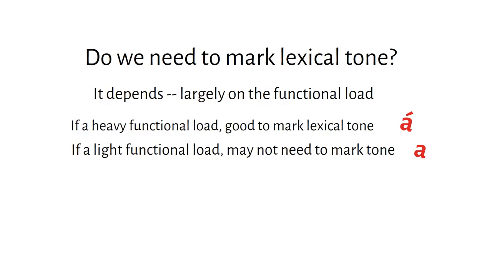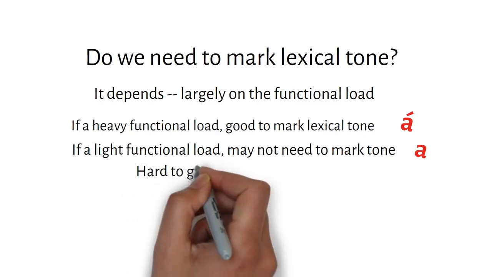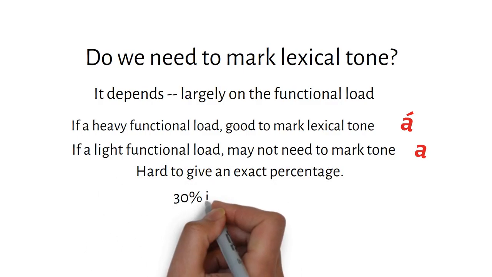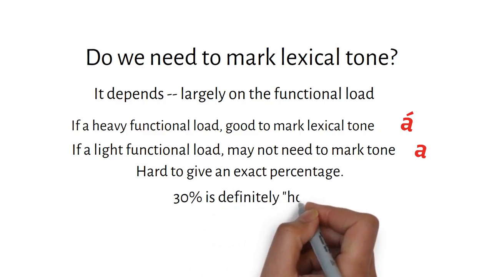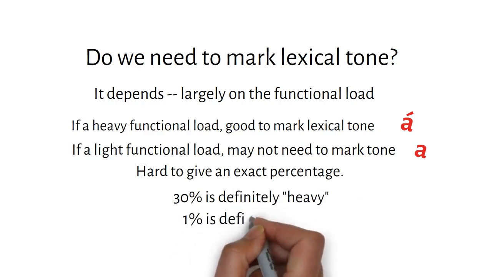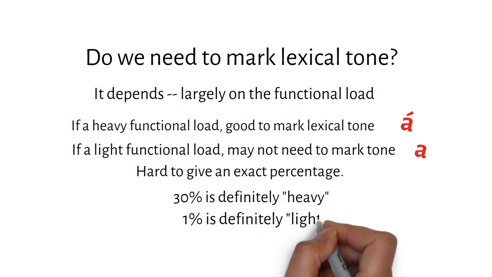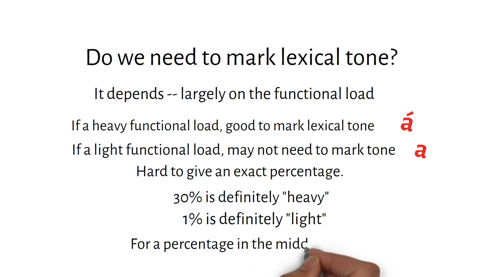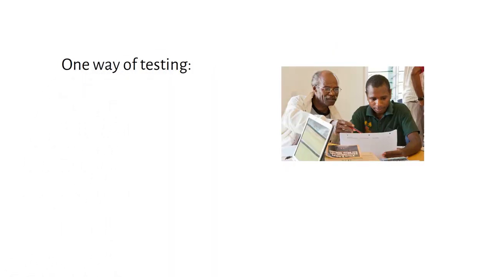What exactly do you mean by heavy and light? It's hard to give an exact percentage, but if 30% of your 1,000 words are minimal pairs, that's definitely heavy. If 1% are minimal pairs, that's definitely light. For a percentage in the middle, do some testing.